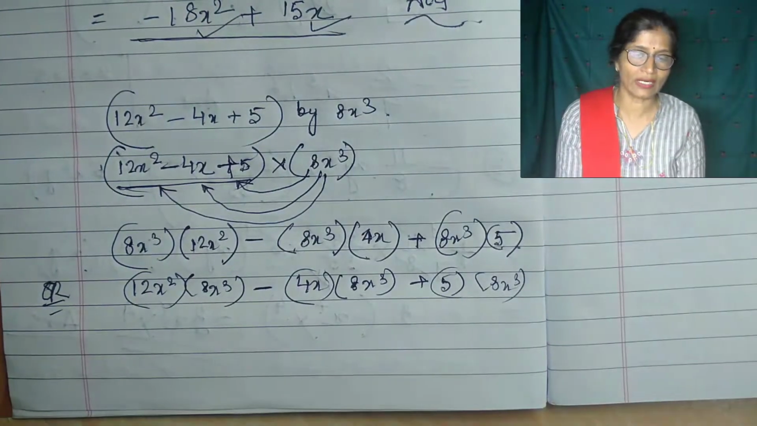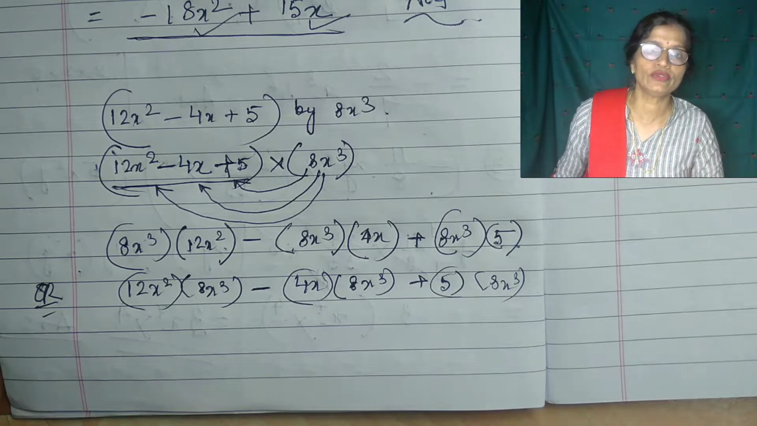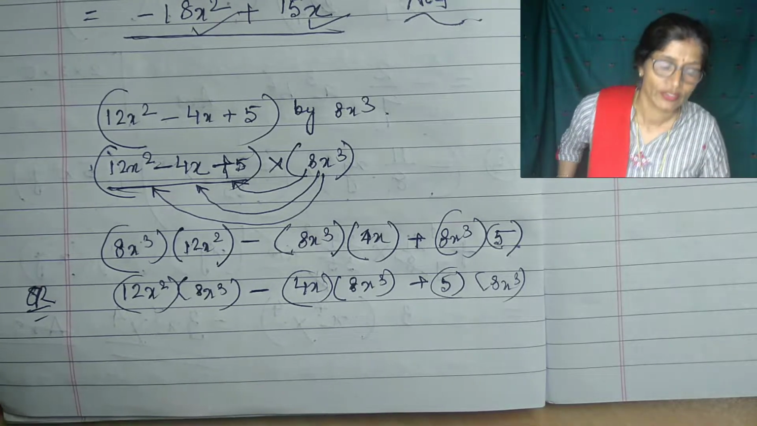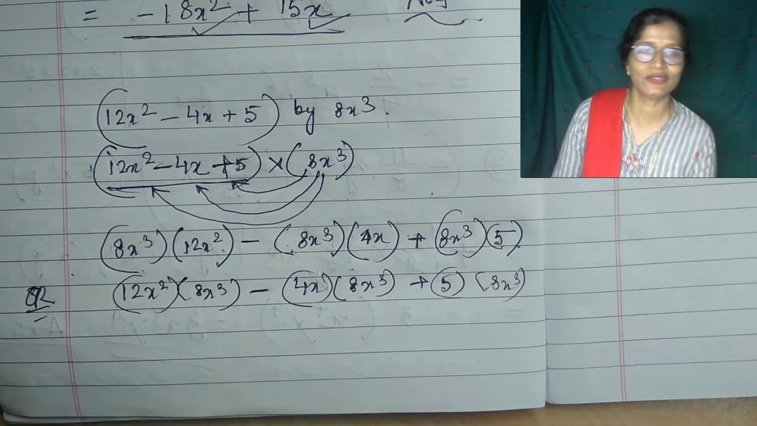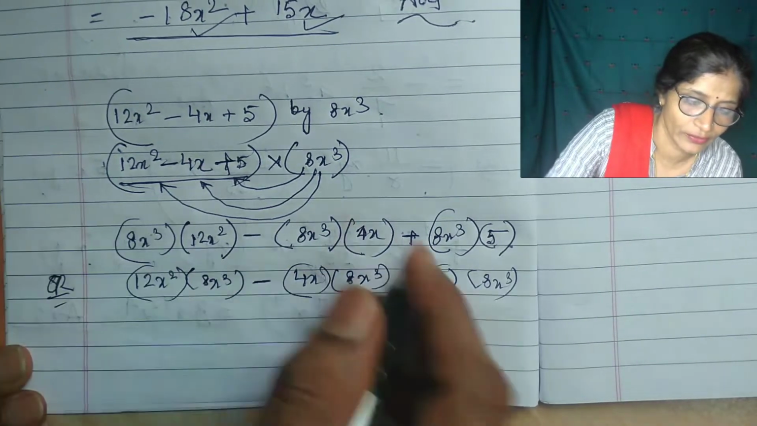Whether you are writing this side or that side, no problem, because 2 into 3 is equal to 3 into 2. Both have the same value, that is 6. Okay.